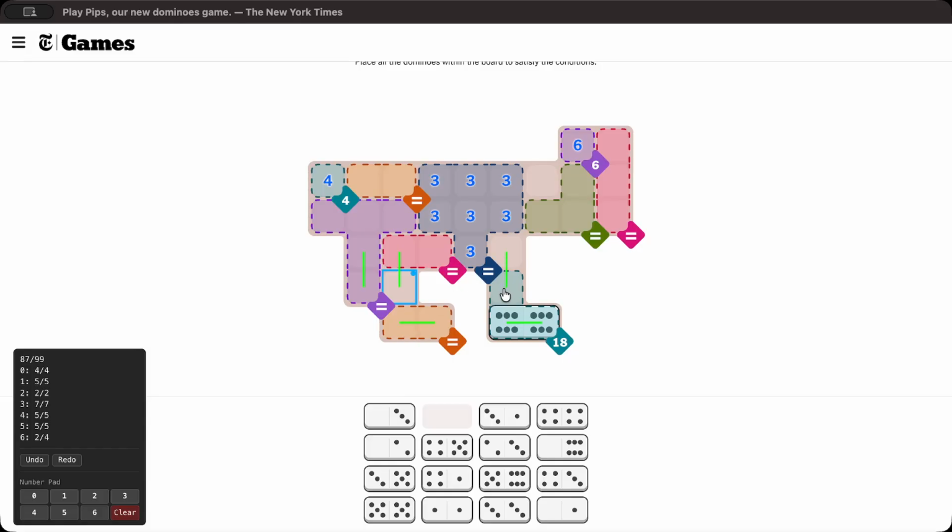Wait, but 1-6 has to go here. My 6s are done, right? I'm going to need 1-6 here. I'm just going to place this for a brain second. And my other 6 here. And I'm out of 6s. So I can't even put a 6 here. I don't know why I thought I could for a second. All of my 6s are accounted for.